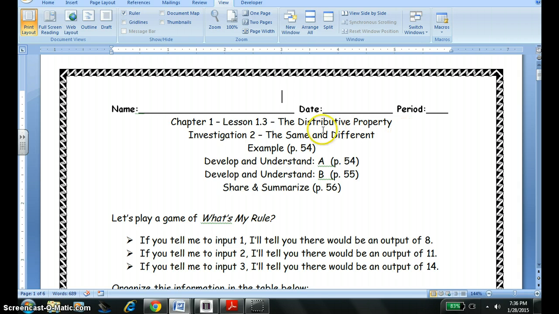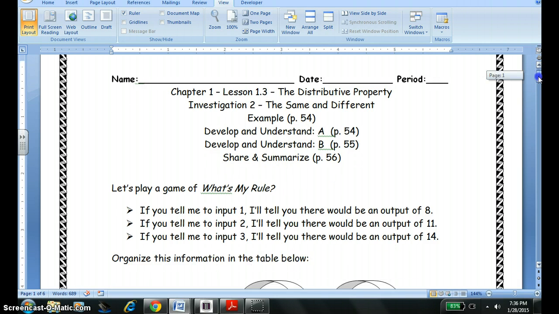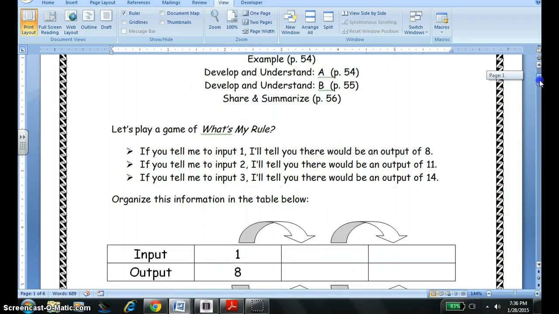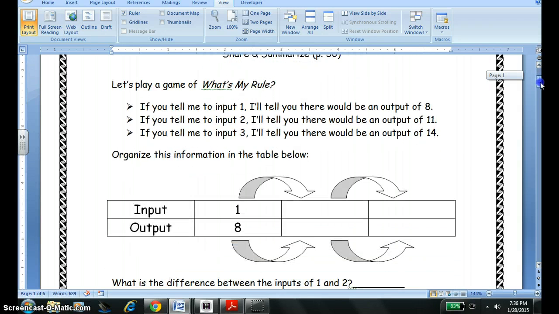So I'm looking here at the distributive property, which we're going to talk more about the definition and vocab on Friday. But the name of this investigation is the same and different. And we're going to get to equivalent expressions, a word we've used many, many times. This investigation is talking about equivalent algebraic expressions.